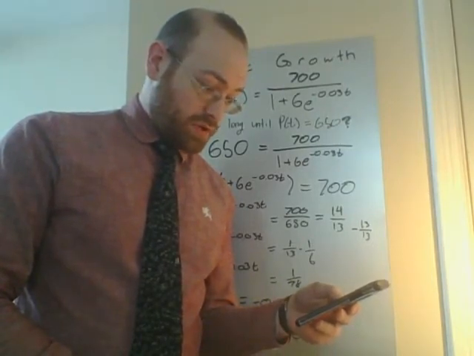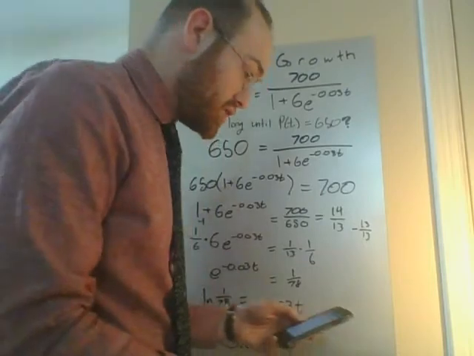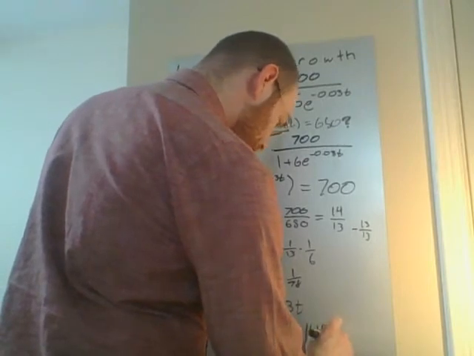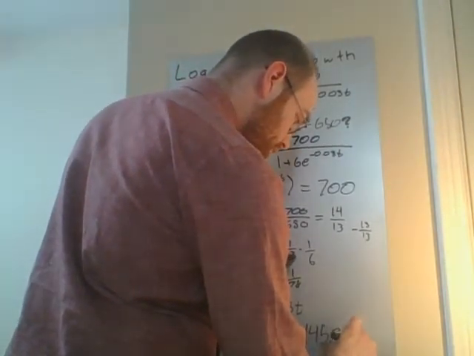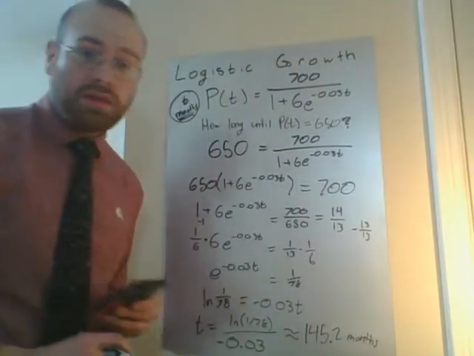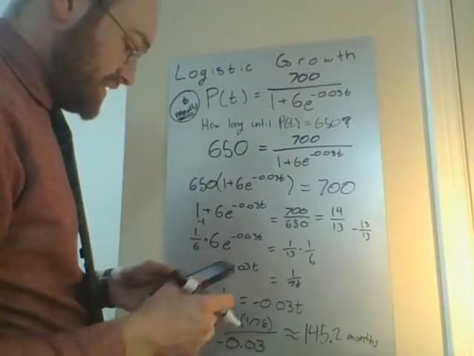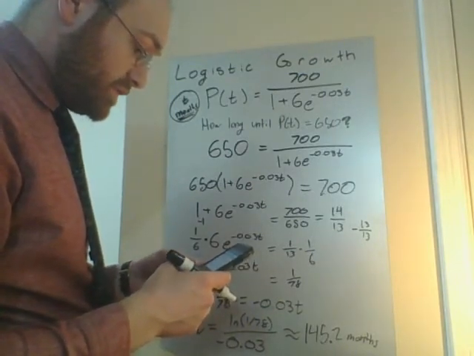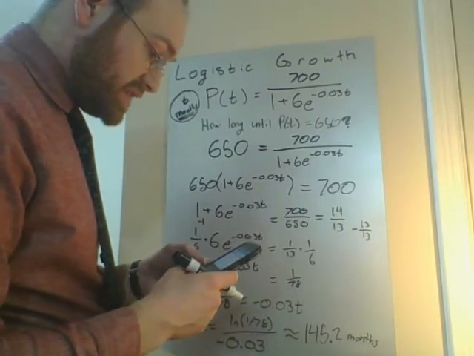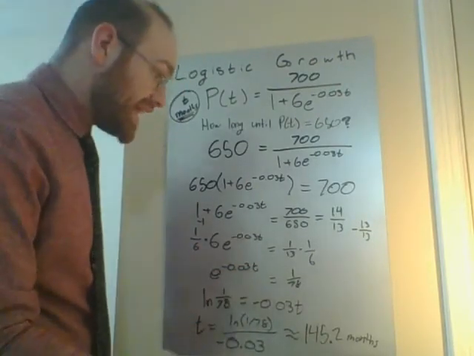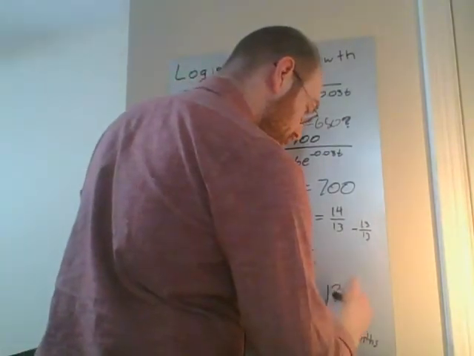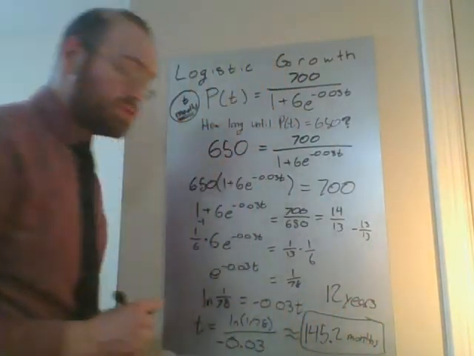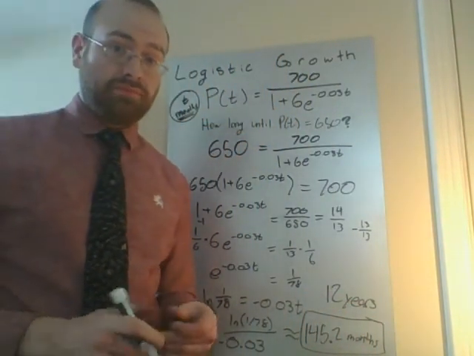But if I've done this correctly, that is a large number. We get 145.2 months. That's a lot of months. In fact, if we round it to the nearest month, 145 divided by 12 months in a year, that is just slightly more than 12 years for this population to reach 650 individuals.